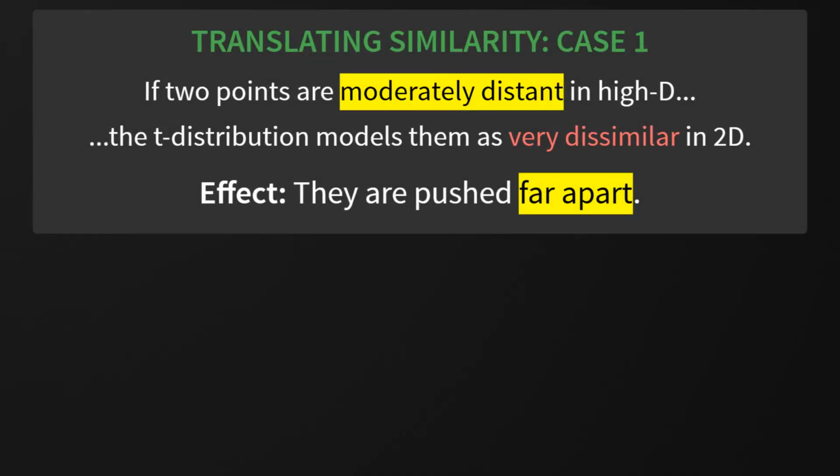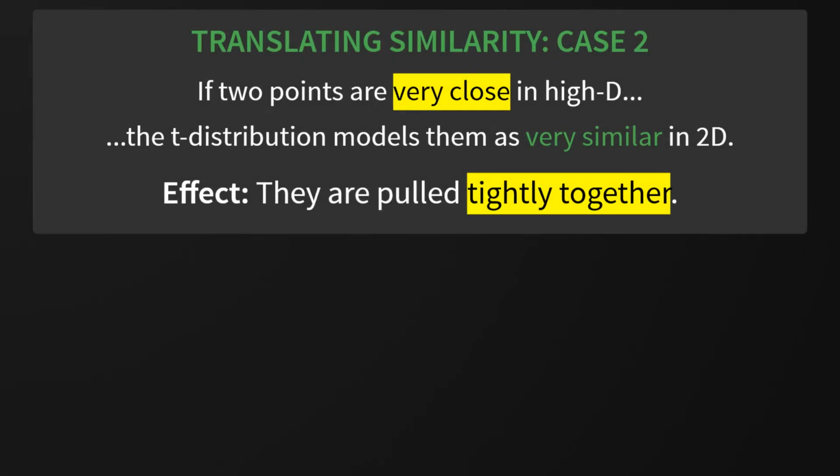Let's break down the logic. Imagine two points that are moderately distant in the original high-dimensional space. The t-distribution's heavy tails mean that in the 2D map, their required similarity is extremely low. The result? The optimization pushes them very far apart, creating distinct clusters. Now, what about points that are genuinely close? For these, their high similarity in the original space is preserved. The t-distribution still models them as very similar in 2D. This ensures that the local structure, the tight groups of points, is accurately represented.